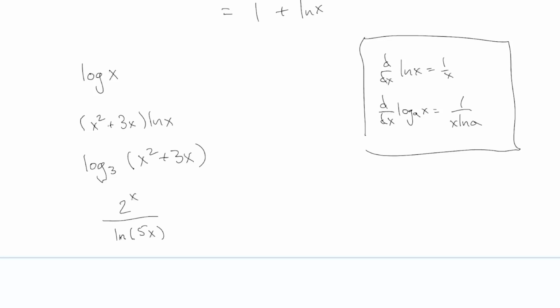So the first one I think is the easiest, provided you know what's up. A log with no base written. I didn't write any little number here. That means you assume the base is 10. That's called the common logarithm.